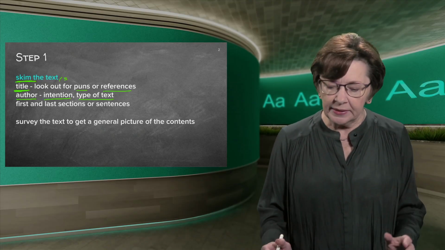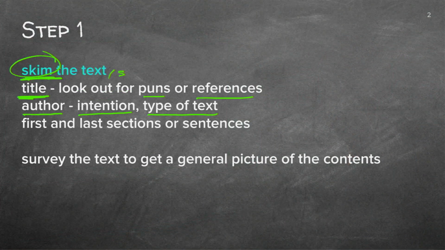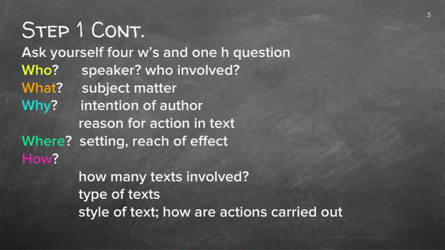So in the skimming process, you look for all these things: the first and the last sections, the title, the author, the puns, and all of those things that might have a meaning. And at the same time, you're going to disregard aspects that you think, oh, no, I don't think this is important, but this is important, right? So you survey the text and you get a very general idea during the skimming process, right?